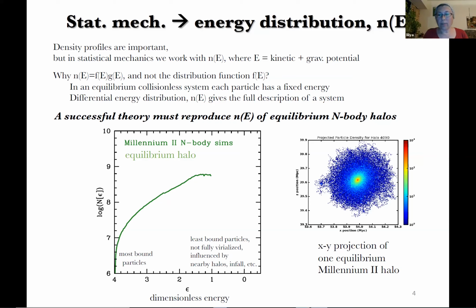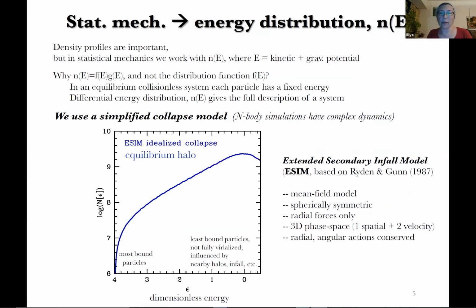Okay, so N-body halos are quite complicated. So in this work, we're also going to work with a simplified numerical approach to describe collapse and virialization of dark matter halos. It is called the Extended Secondary Infall Model, or ESIM. It's basically a mean field model, which is spherically symmetric. It has radial forces only, and the phase space, instead of being 6-dimensional, is only 3-dimensional. So there's one spatial and 2 velocity components.